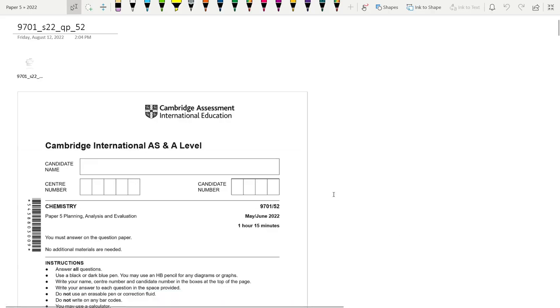Hi everyone, we're doing this chemistry paper today. This is 9701, paper 52, May June 2022. Let's begin.